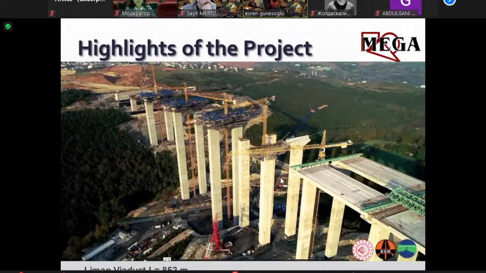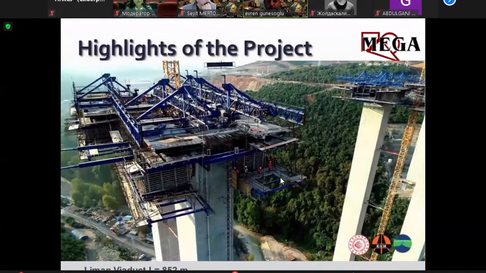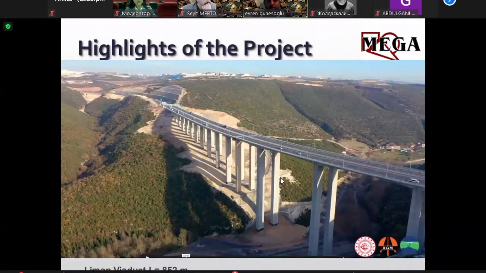This is a photo from the construction stage. Another one. After the construction.